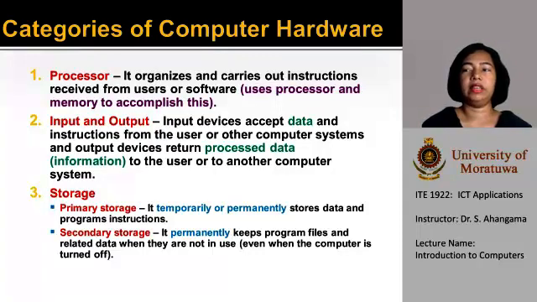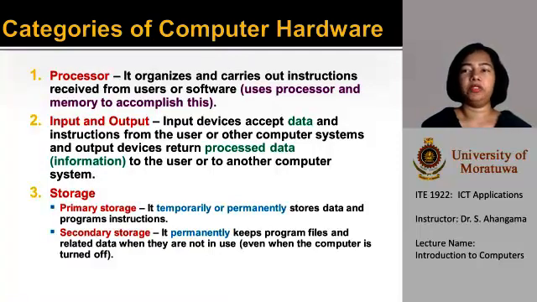Processor. It is like the brain of the computer. It organizes and carries out instructions received from users or software. Then we have input hardware. They are input devices accepting data and instructions from the user or other computer systems. We can consider keyboard and mouse as examples for input devices.